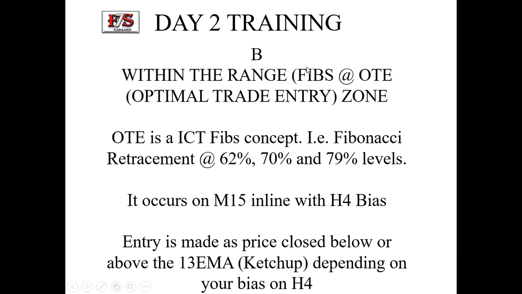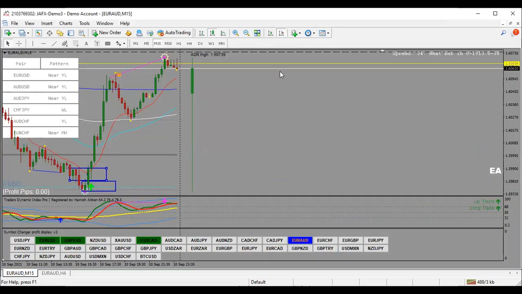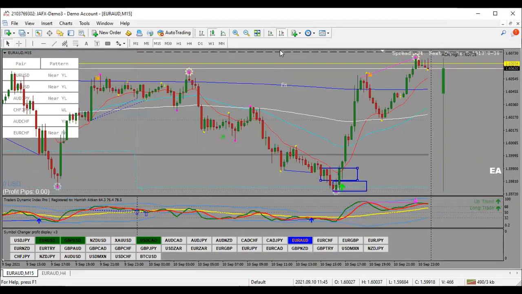Within the range, we are talking about using Fibonacci retracement at the OTE zone, optimal trade entry levels, right? OTE is an ICT concept. Fibonacci retracement at the 62%, 70% and 79% retracement levels. It occurs on M15 in line with the H4 bias. So we use it on M15, right? That means when price did not go outside of the range, that is when we use these OTE setups, where price did not get outside the range.